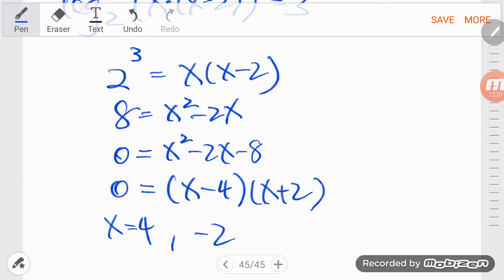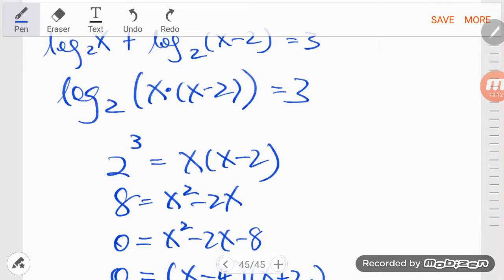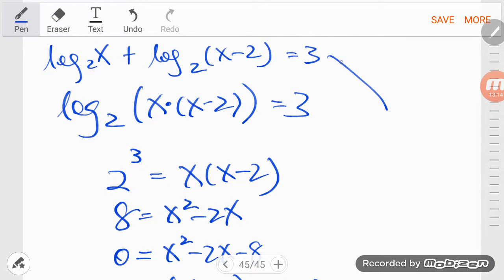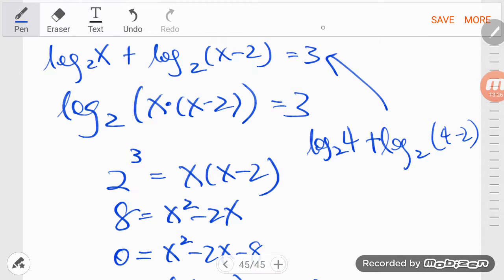Now, the last step we have to do here is to sub and check, because maybe the 4 is not a solution, or maybe the -2 is not. We'll see. Let's put in x equals 4 into the original equation. So I have log base 2 of x, where x is 4, plus log base 2 of 4 minus 2. And we'll see if that equals 3.